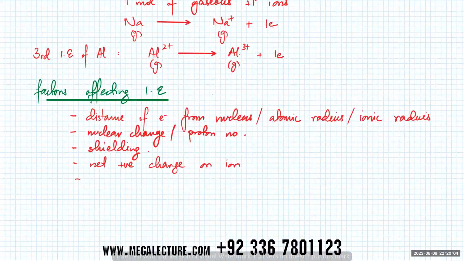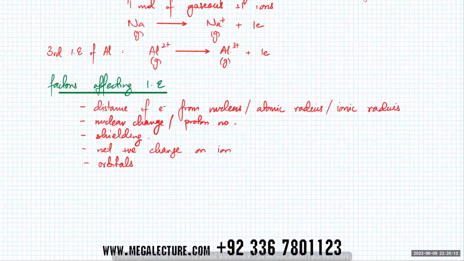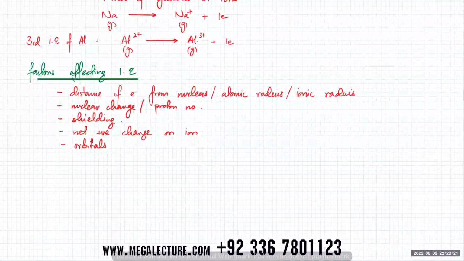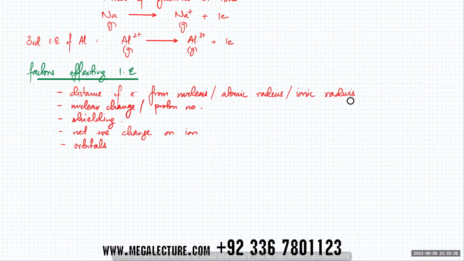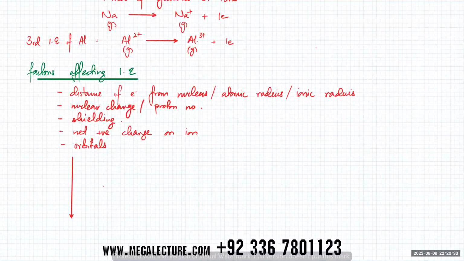And the fifth has something to do with orbitals, but we'll discuss the details later on. We actually don't need to discuss this in the Born-Haber cycle, but just very quickly, down the group the ionization energies decrease when you move in the periodic table. So down the group, what happens? It decreases.